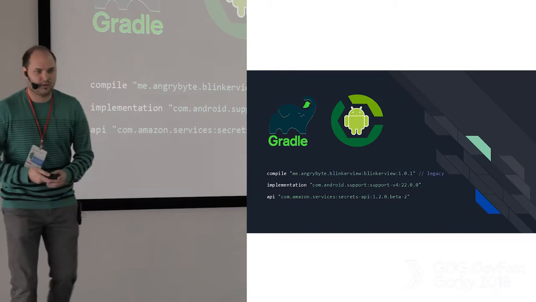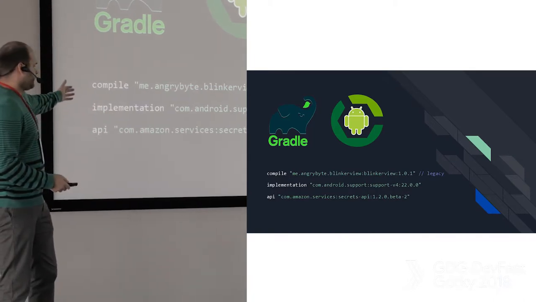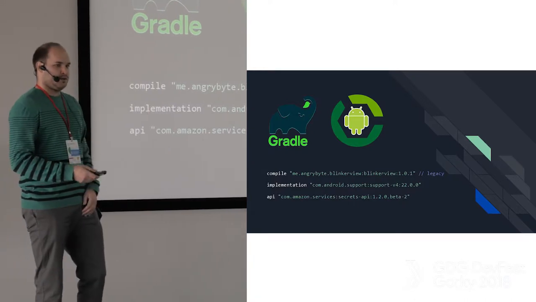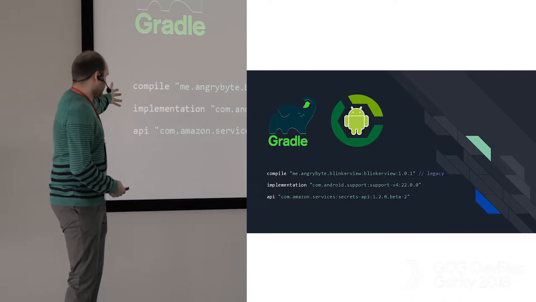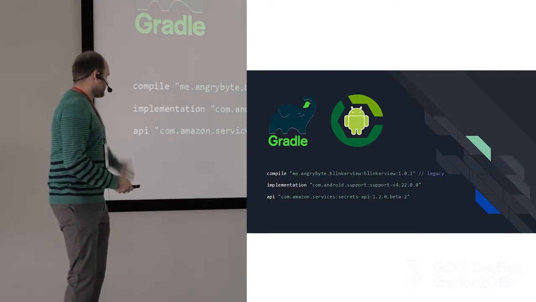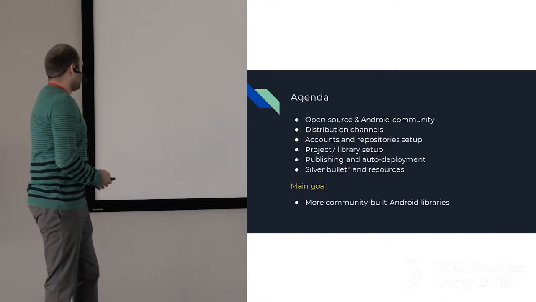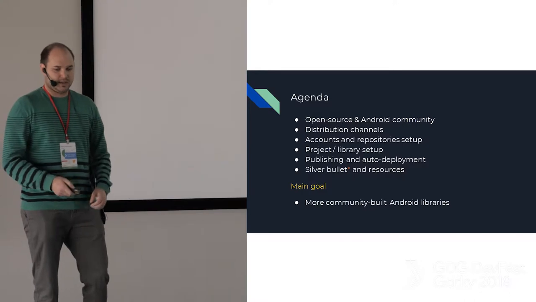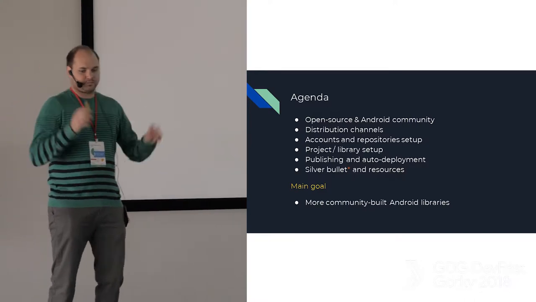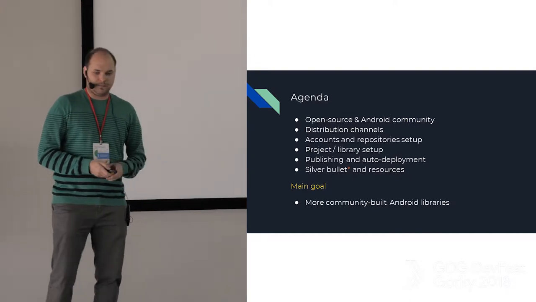This is actually what I mean by doing Android libraries the proper way. When you're building a library for the community, for other developers, you want to provide them with something like this, so it can be easily accessible and easily integratable into their apps. And basically, we're going to talk about how you can do this by the book. There are other ways, but I'm doing the one that's considered to be by the book.